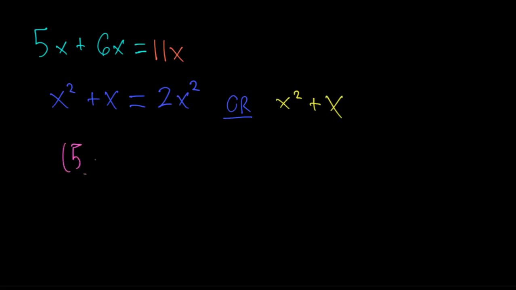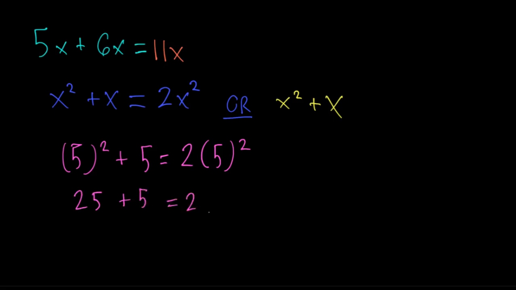So 5 squared plus 5 is equal to 2 times 5 squared. So 5 squared is 25, plus 5 is 30, is equal to 2 times 25, which is 50. So 30 is equal to 50. And of course it's not, right? So that's wrong, which means that it can't be equal to 2x squared. This gets crossed out, and this one is the correct one.